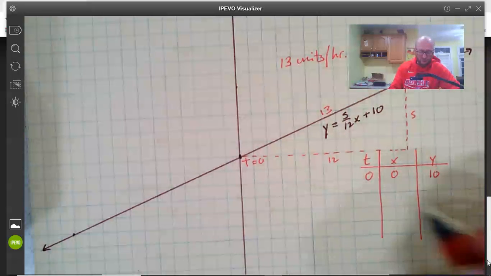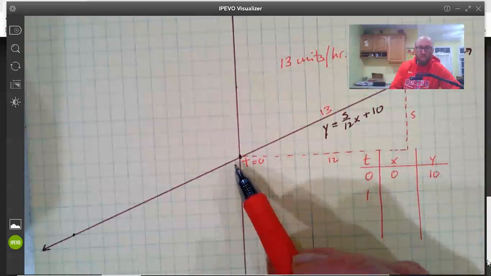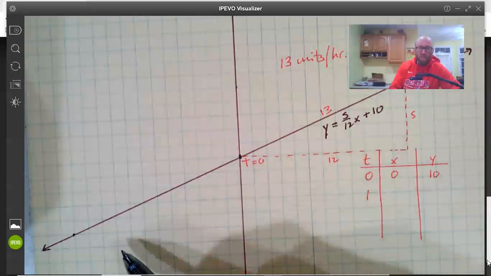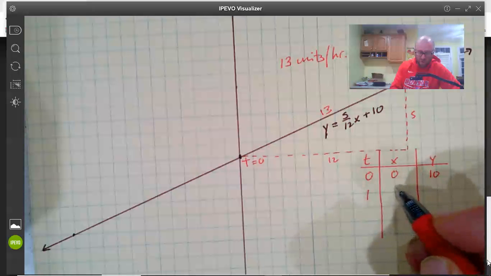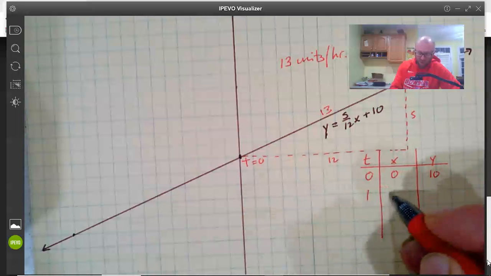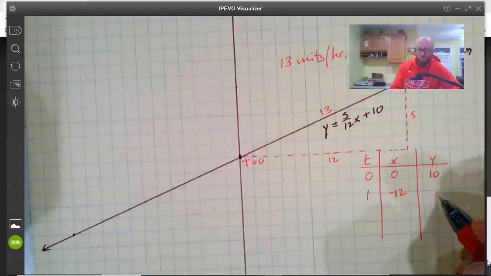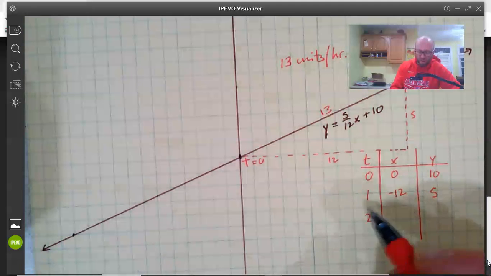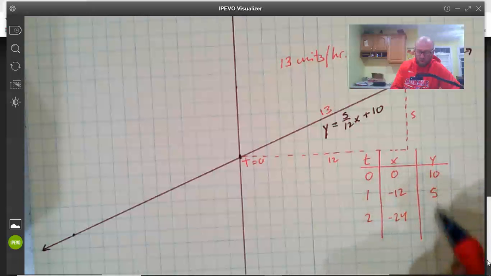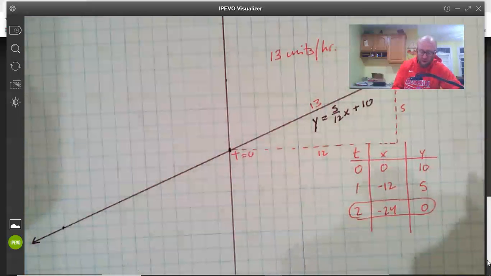Let's put time equals 1. And we know that we're going to go down 5 and back 12. So x is going to go back 12, so it's going to be at negative 12, and y is going to be at 5, because it's going down by 5, back by 12. Then at time equals 2, we're going to go back another 12, to negative 24, and down another 5 to 0. There's the x-axis. So now we know what time we cross it.